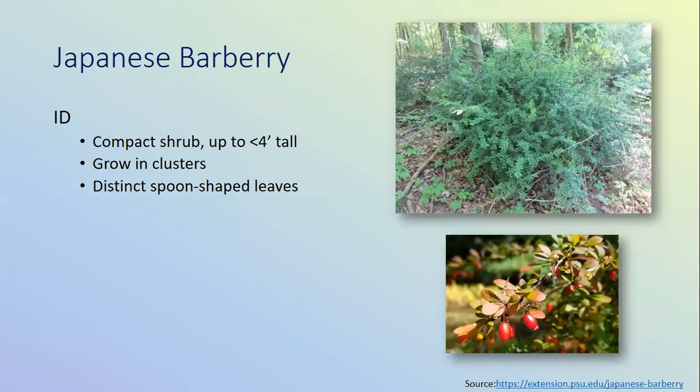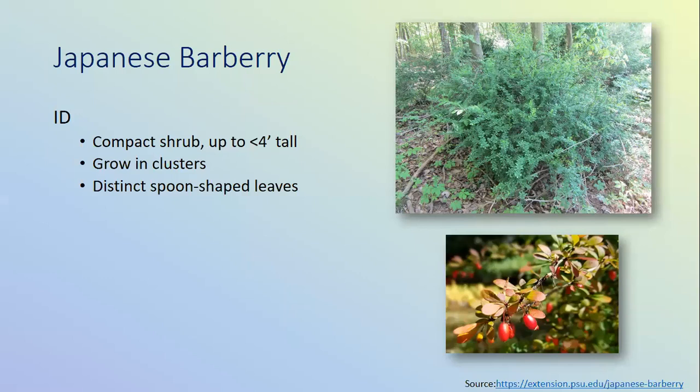Japanese barberry is a very compact shrub. It doesn't grow very tall. It's only less than 4 feet tall. They do grow in clusters, and they have very distinct spoon-shaped leaves, as you can see in that photo there. They may be green or reddish, depending on the time of year.